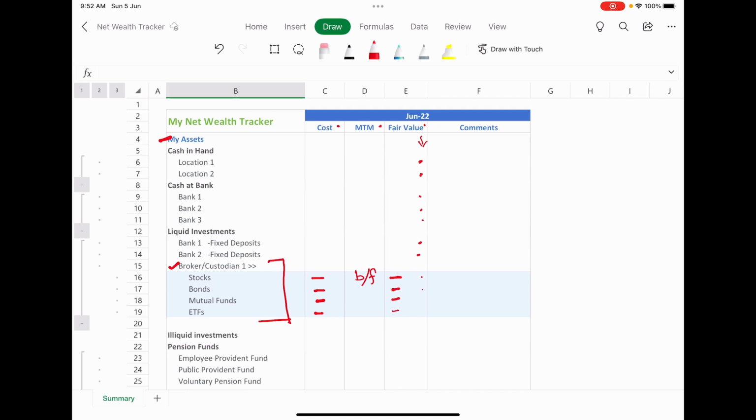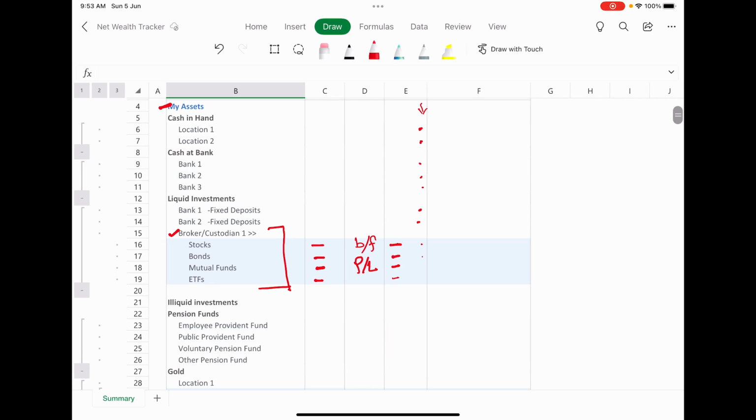And this column gives you your profit or loss on them from inception to date. There are more advanced ways of tracking returns. But our idea here is to be just aware of what our net wealth is, and therefore these simple elements would do. Then I move on to more illiquid investments.